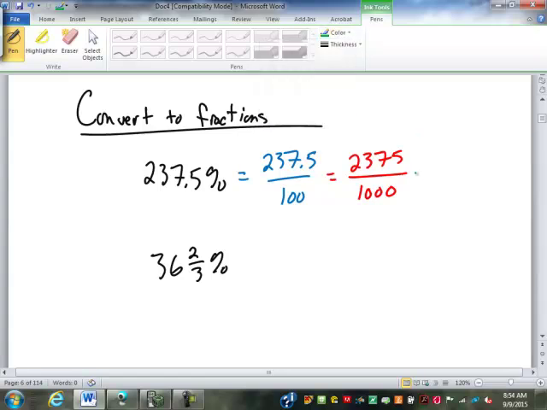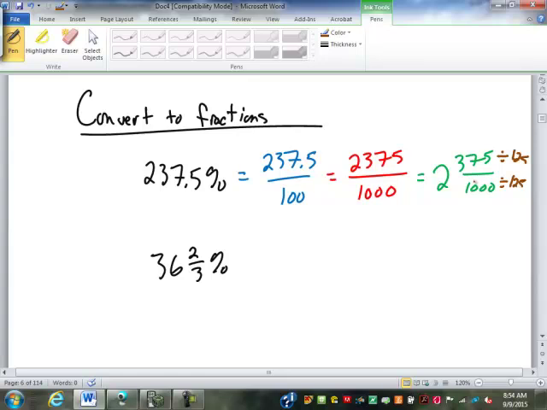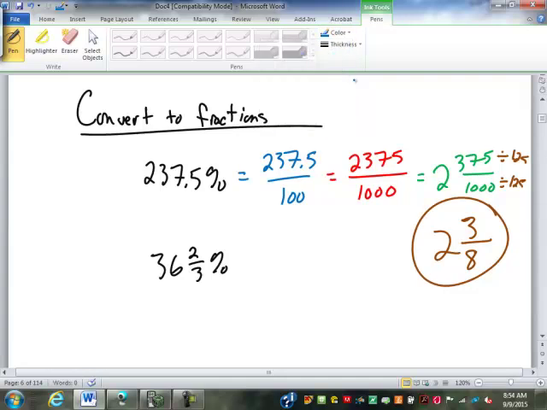But it's improper, so we're going to split it up to be 2 and 375 over 1,000. It can be reduced by what? 5, 25, and 125. Or you just reduce by 5 3 times if you wanted to. So 375 divided by 125 is 3. 1,000 divided by 125 is 8. And don't forget the 2. How many of you got 2 3/8 for that one?